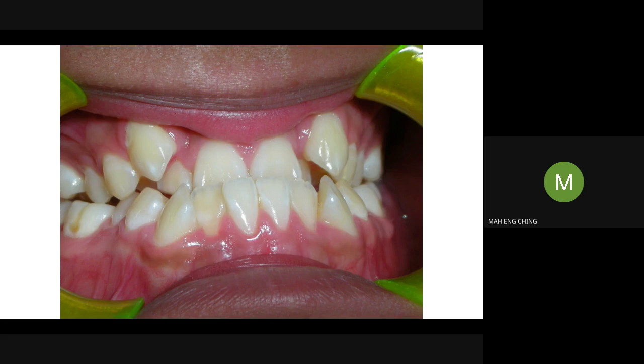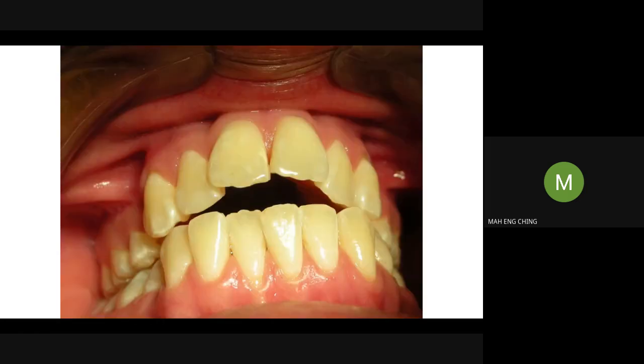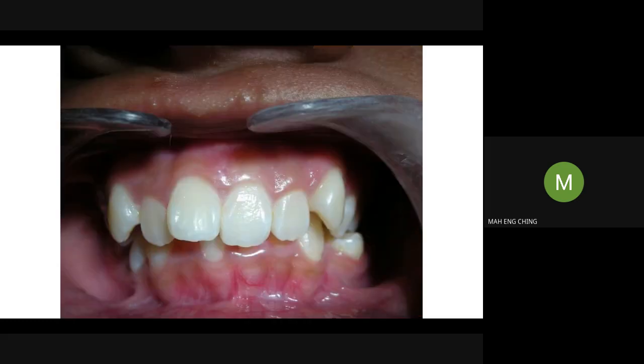So this one is reverse overjet, less severe. You can see this one is less severe, maybe less than 3.5. Less than 3.5, then we give them 3B. This one is an anterior open bite between 2 to 4. Then this one is deep bite without any gingival or palate trauma.